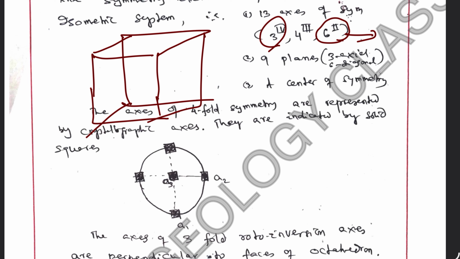If this is a key face, so this face, this is your axis of 2-pole symmetry. This edge, axis of 2-pole symmetry. This edge, axis of 2-pole symmetry. This edge, axis of 2-pole symmetry. So like this we will have 6 axes of 2-pole.